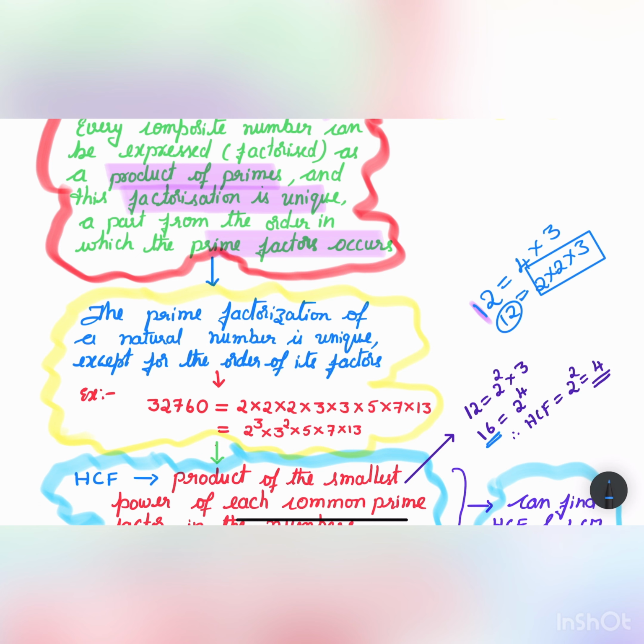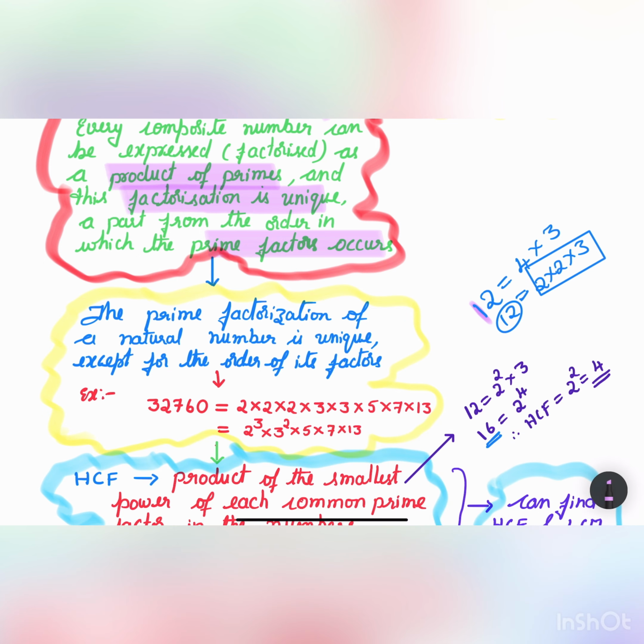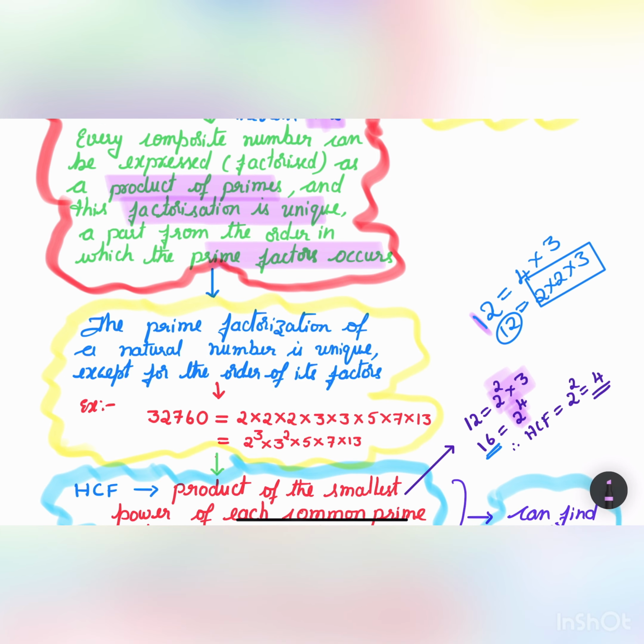wherein we can write 16 as 2 power 4. And every composite number's factorization is unique, because we can see that 16 is 2 power 4, 12 is 2 power 2 into 3. So every composite number is unique. And let us take the example of 32,760. It can be written as 2 multiplied 3 times, 3 two times, and 5, then 7 into 13. So that will be 2 cube into 3 square into 5 into 7 into 13. This is what we get.